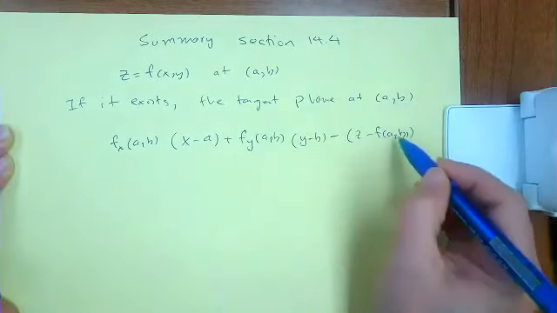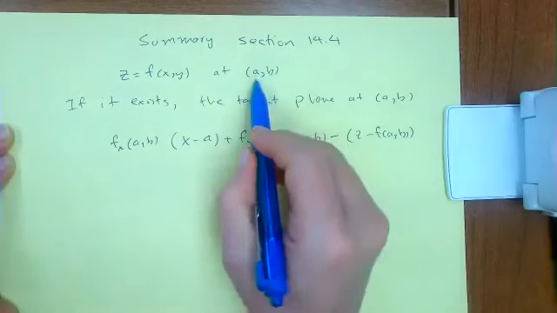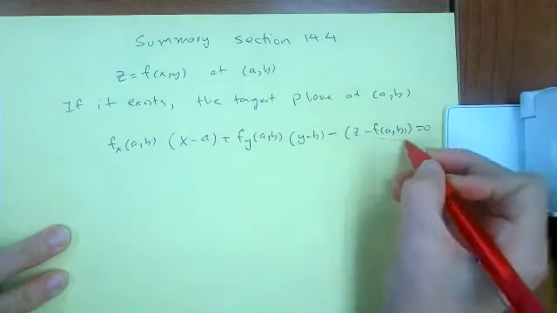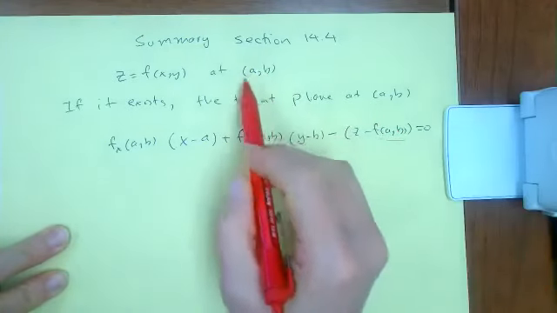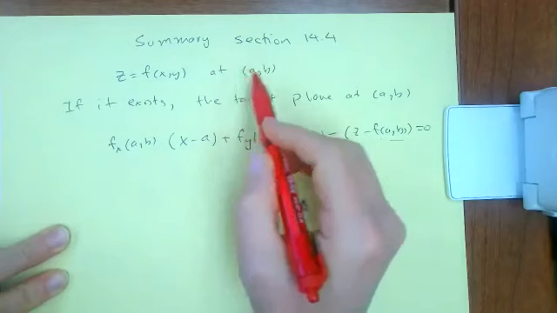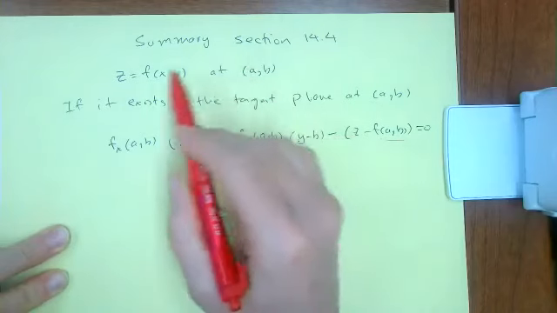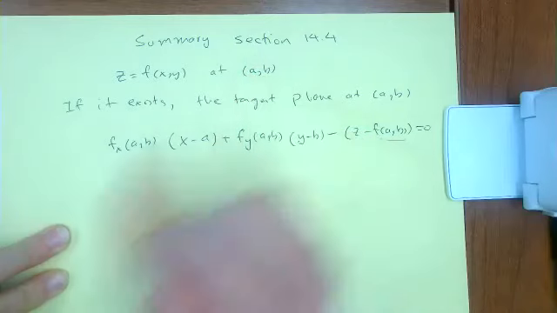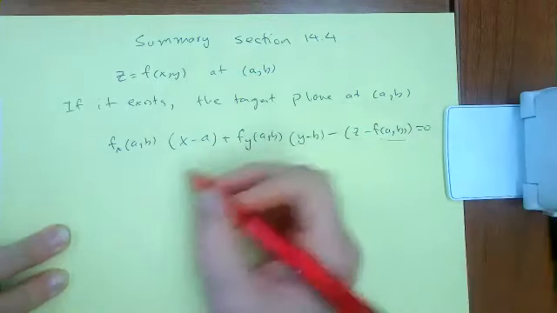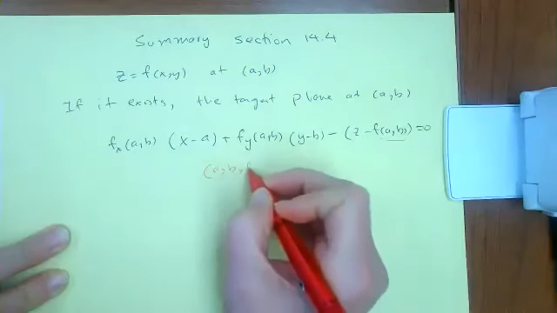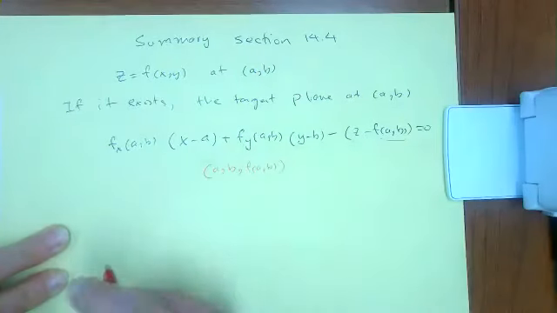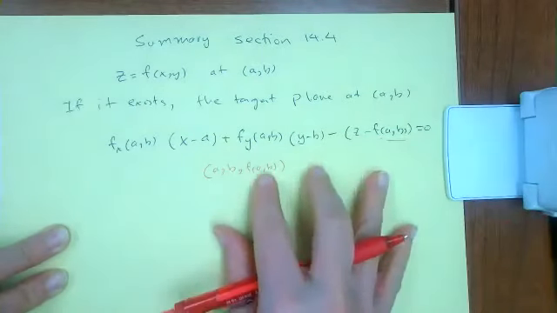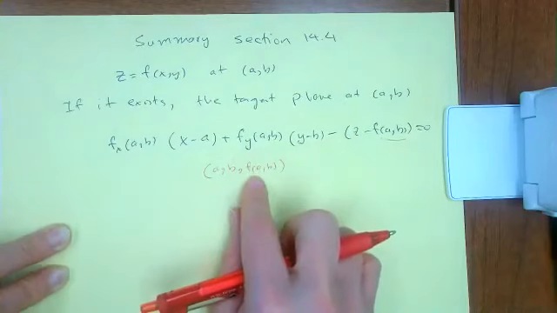Remember, this f of A and B is the z value that comes with A and B if I plug it into here. So this is the z value of the point A and B, of the point on the graph of function f of x and y that corresponds to point A and B in the domain. Therefore, rewriting it, this is a point on the graph of the function, and that's the tangent plane that is anchored on that point.